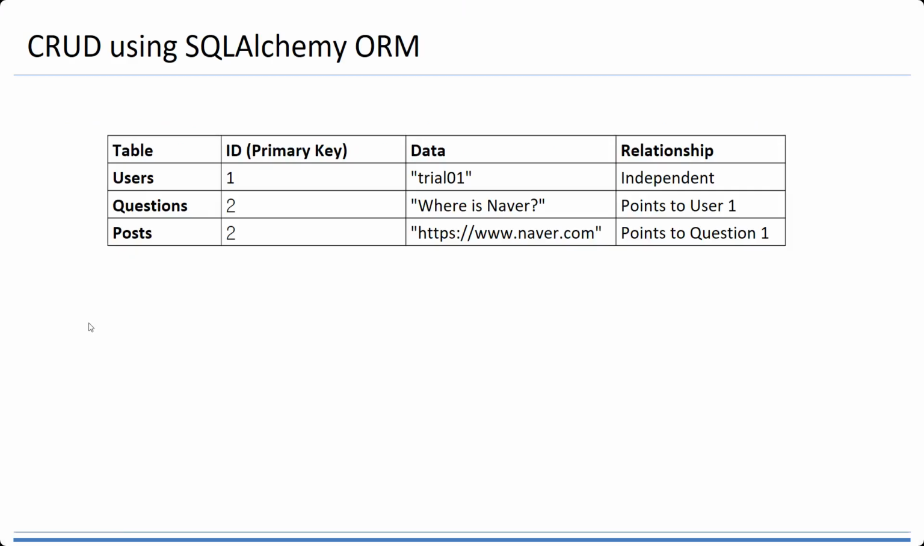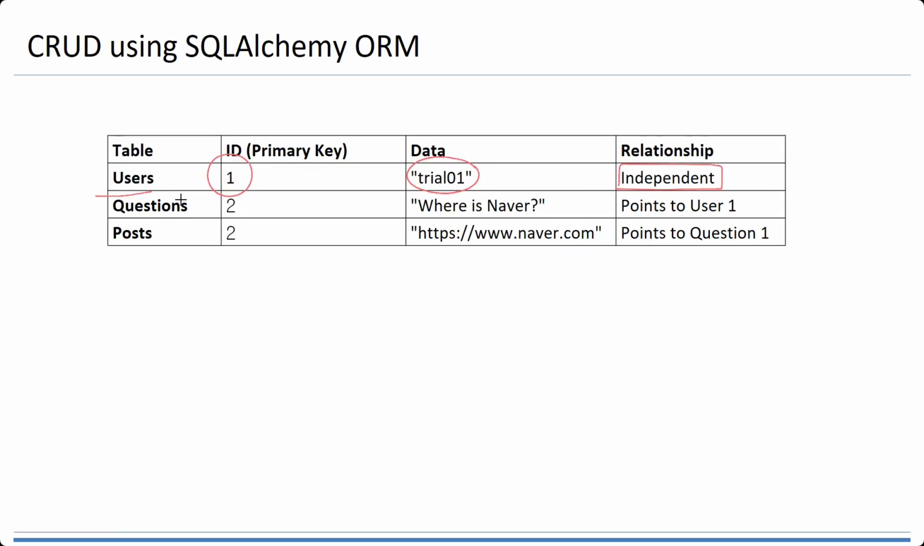Now let's create something new. I have the users. So the users ID 1 before we create it with the data trial 01. There is no dependency in the users because we just have only ID and the username.